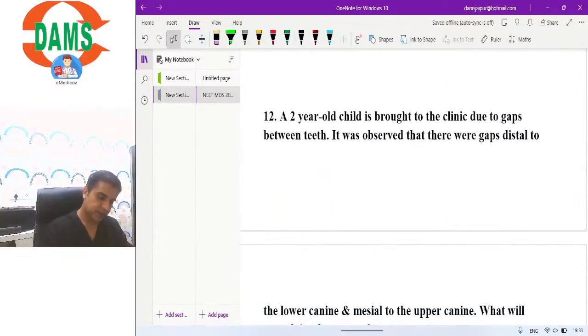A 2-year kid in the operatory, there were gaps, right? We look at spacing issues. They were basically talking about which spaces? Primate space or anthropoid or simian space, mesial to maxillary canine, distal to mandibular canine.